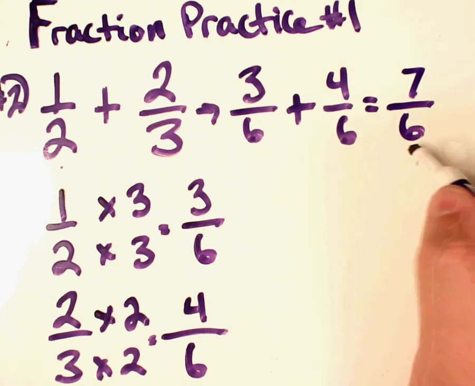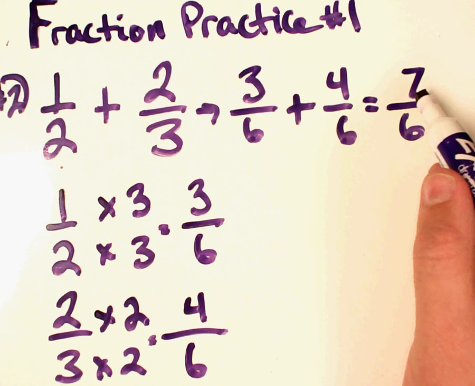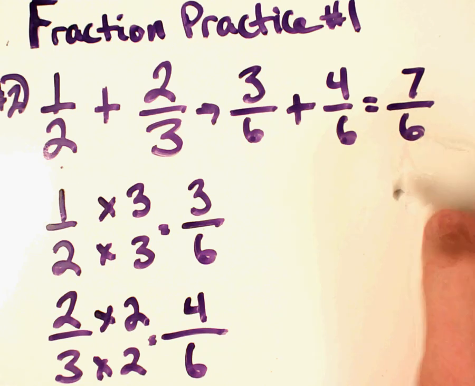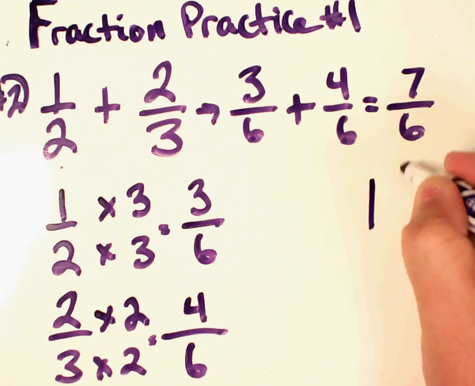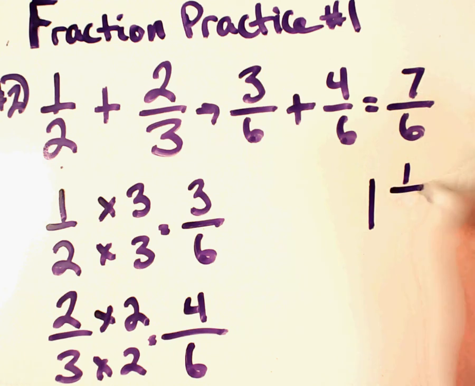Now this is an improper fraction. I need to rewrite it as a mixed number. And so what I'm going to do is pull as many 6's out of my numerator as I can. Well, in this case, I can only pull 1. So that gives me 1 whole, and then there's 1 left over because 7 minus 6 is 1. And I'm left with 1 1/6.